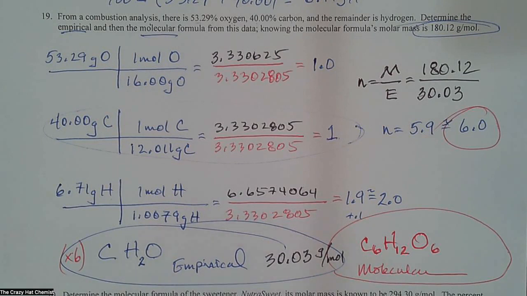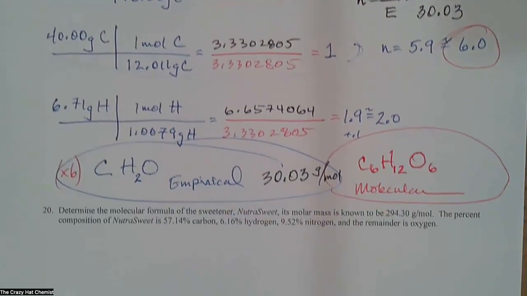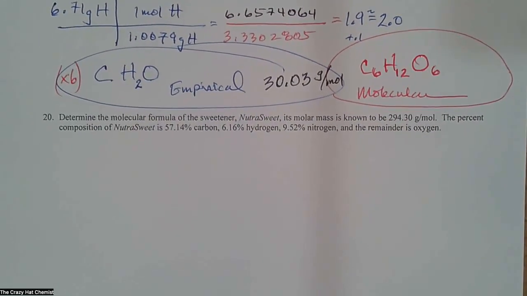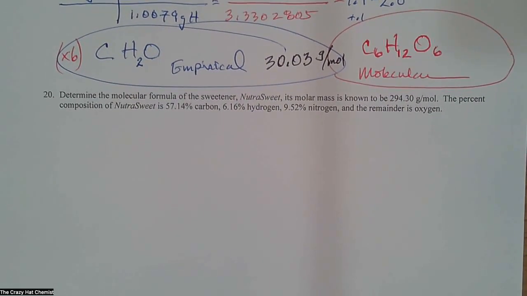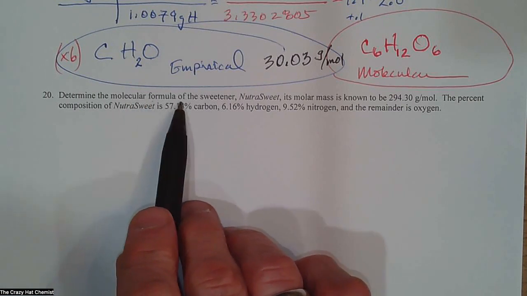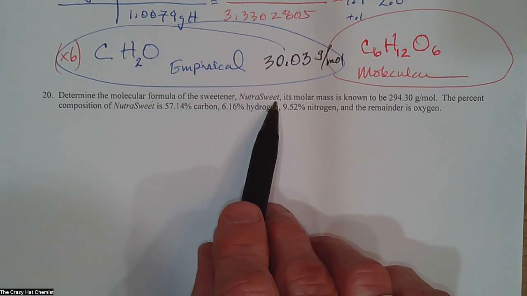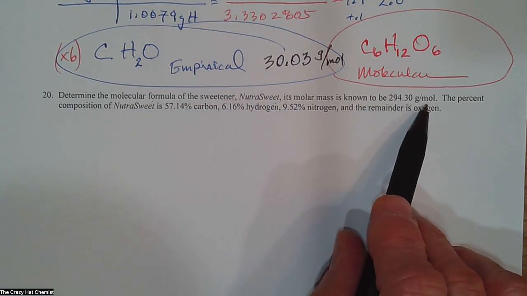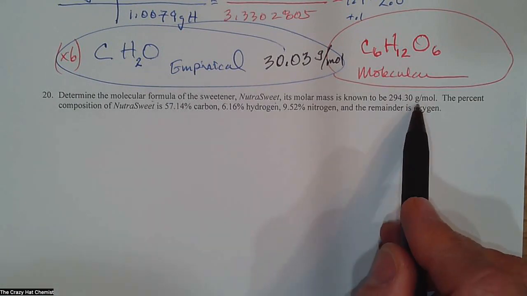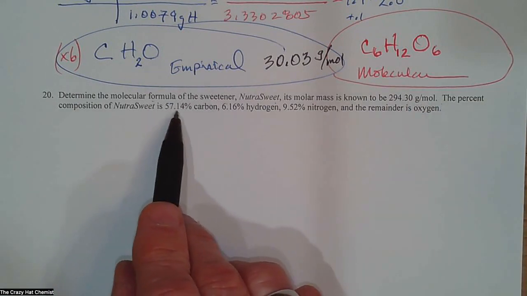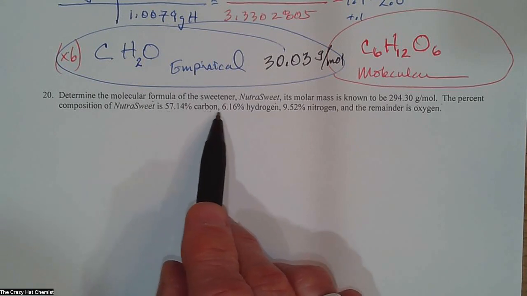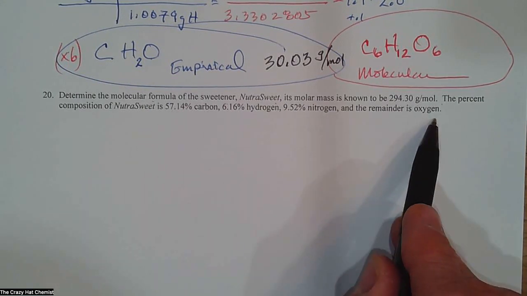Okay, here we go. One more problem. I think we might be able to accomplish this. Sliding this up. All right. It says determine the molecular formula of the sweetener NutraSweet. Its molar mass is known right there, 294.30 grams per mole. The percent composition of NutraSweet is carbon, hydrogen, nitrogen, remainder oxygen.